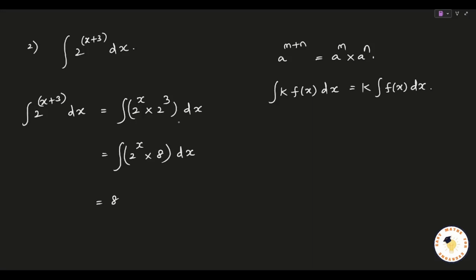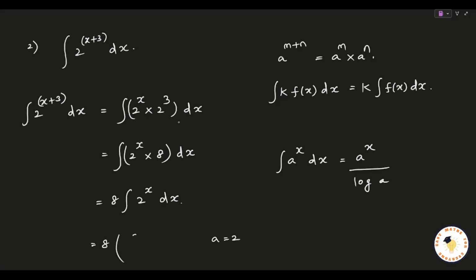Now, this 8 can be taken out, using the theorem, integral of 2 power x dx. Hope you remember the formula integral of a power x dx. The answer for this is a power x divided by log a. So, using a equal to 2, we get 8 times 2 to the power x divided by log 2 plus c, where c is the constant of integration.